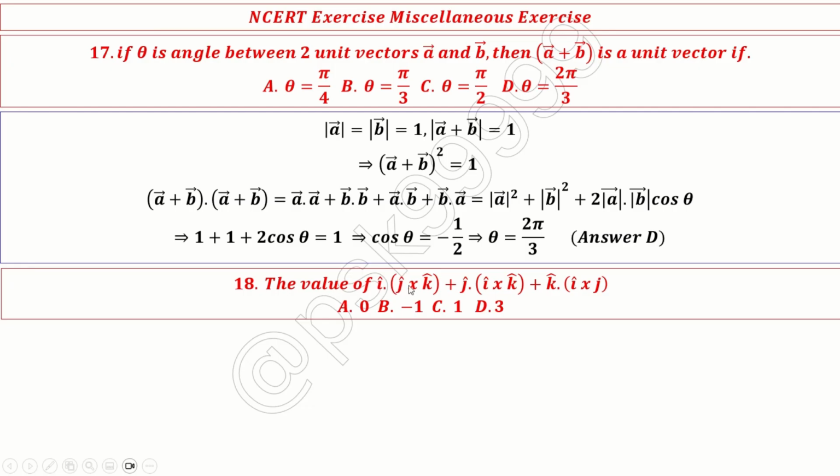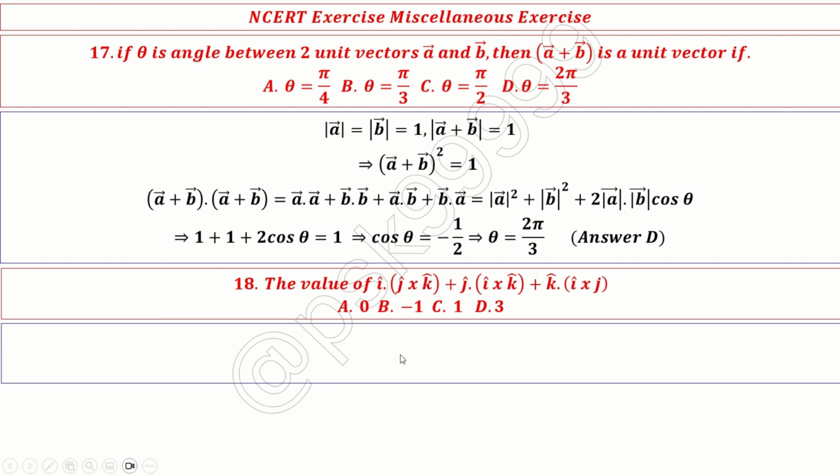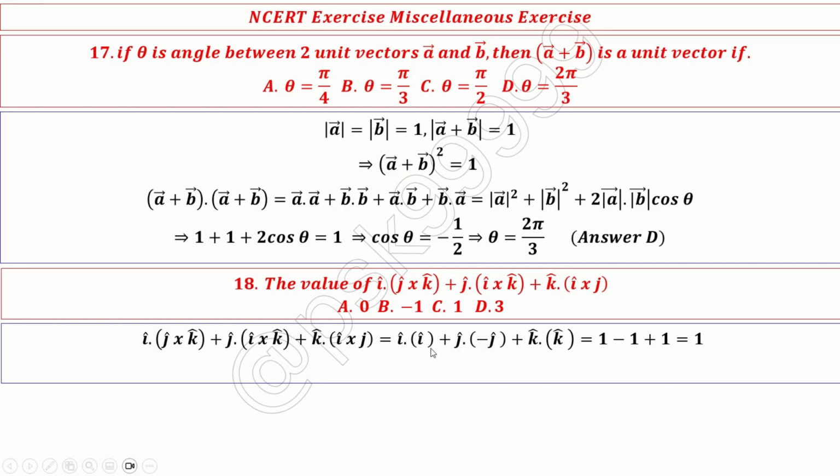J cross K is I, dot I is 0. Correct? I cross K is minus J, dot J is 0. I cross J is K, dot K is 0. Sorry, you will get I square. I'm very sorry. J cross K is I, I dot I is I square basically. So that is 1 only. You will get 1. Similarly, you will get minus j here. I cross product with k is minus j. Okay, k cross product with I is j. I cross product with k is minus j. So you will get I dot I, j dot minus j, plus k dot k. This is 1, this is minus 1, this is 1. So you will get 1. Answer is C.